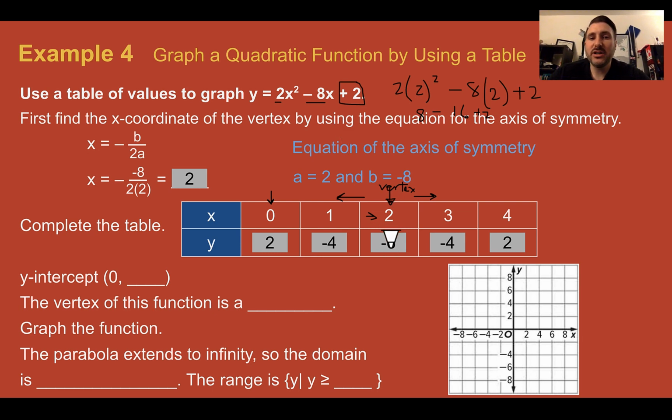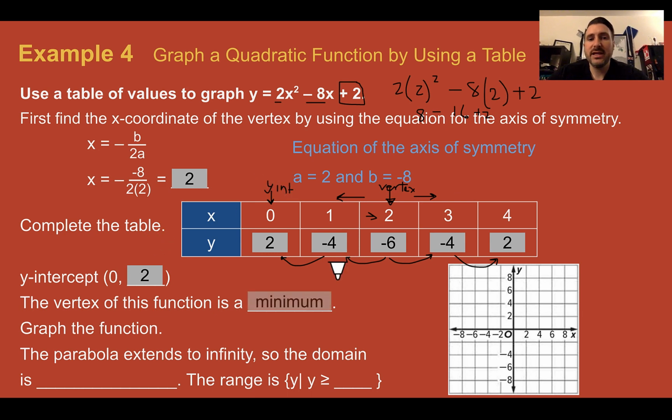Notice there is a pattern starting from the vertex or your axis of symmetry. As you go one way, it's the same number going the opposite direction. And then whatever you figure out next, it ends up being the same number again. As long as you're following a consistent pattern up top, here we're just going one way each time, so our pattern on the bottom will be symmetrical. Our y-intercept then is 0, 2. Again, that's where we saw that right here.